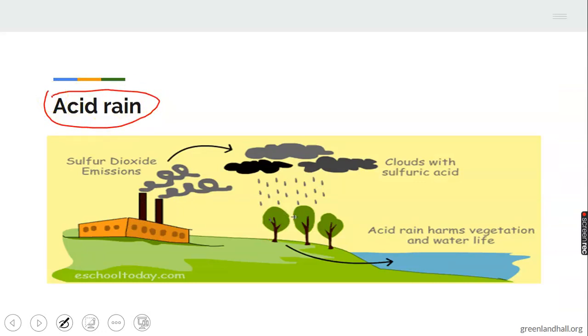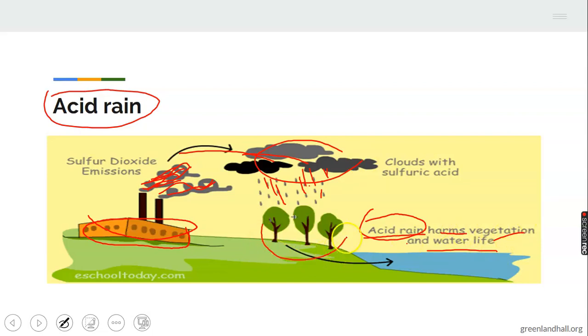Now we have this toxic air, this poisonous air coming out of this organization, this company, this industry. It is bringing out the fumes. The deadly fumes are coming out, and they go to the clouds. They mix with the clouds and with sulfuric acid, and then rain starts falling. When the rain starts falling, it becomes acid rain. The rain that falls from this sulfuric acid cloud is what? Acid rain. And then it harms vegetation and water. So it harms this vegetation and it harms this water.